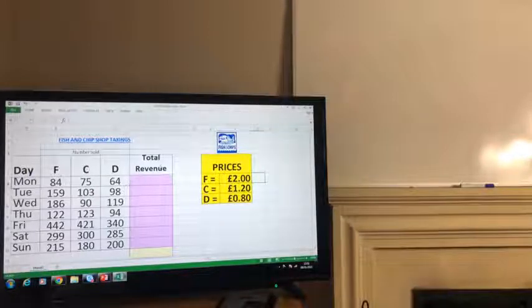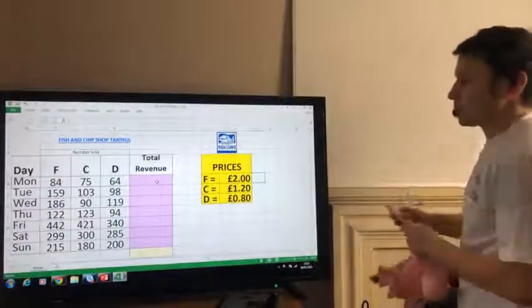So I want to work out my total revenue, which revenue is how much money you are being paid for something. So it's not profit because it might cost you money to buy them in the first place, it's how much money we are taking in. So to work this out, I would use a formula. And this is a formula I would use.